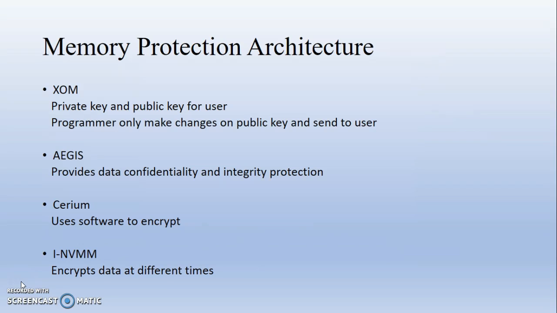The third one, Cerium, is a processor which combines the benefits of Aegis and XOM. It uses software to encrypt instead of hardware. It works by providing a trigger code whenever there are access operations. The fourth one is iNVMM. iNVMM is a non-volatile main memory system with incremental encryption, which encrypts data at different times and ensures that data in the main memory is always encrypted.